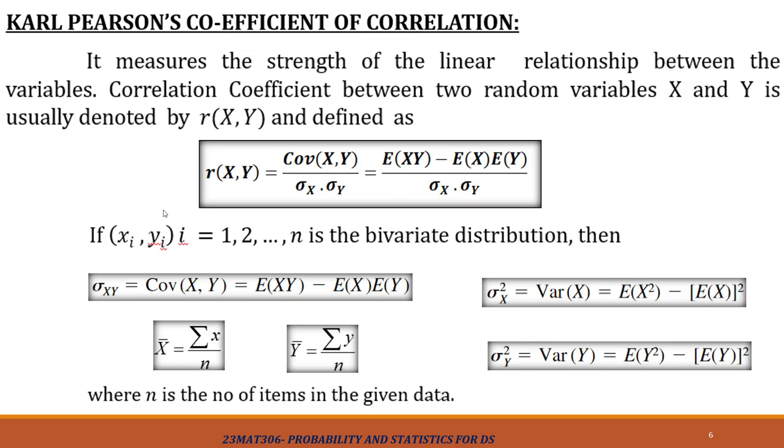Here x and y are the two random variables which vary from 1 to n. So this is a bivariate distribution, which means it is a two-dimensional random variable. So sigma xy means we have to find the covariance of x comma y, that is equal to E of xy minus E of x into E of y. Next, x bar means the mean of x, that is summation of x divided by n. Y bar means the average value of y, that is summation of y divided by n. Sigma square is always equal to the variance of x. Variance means E of x square minus E of x the whole square.